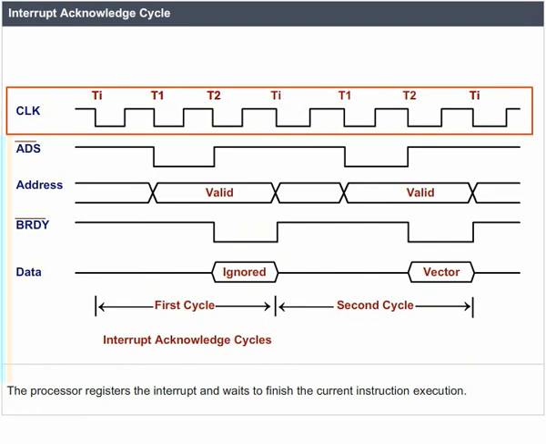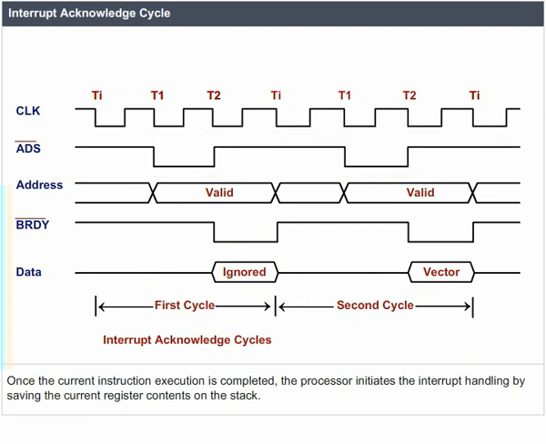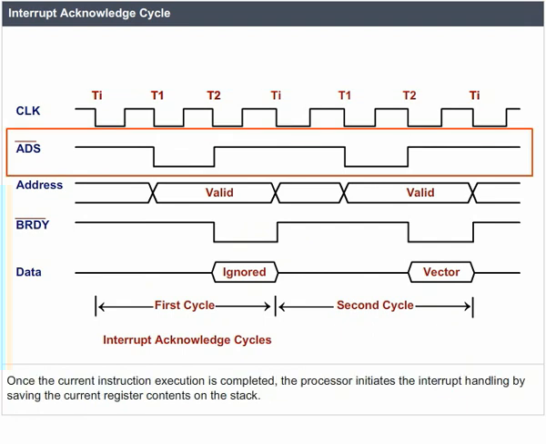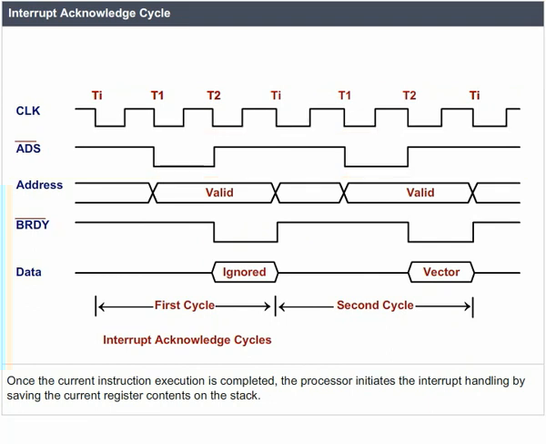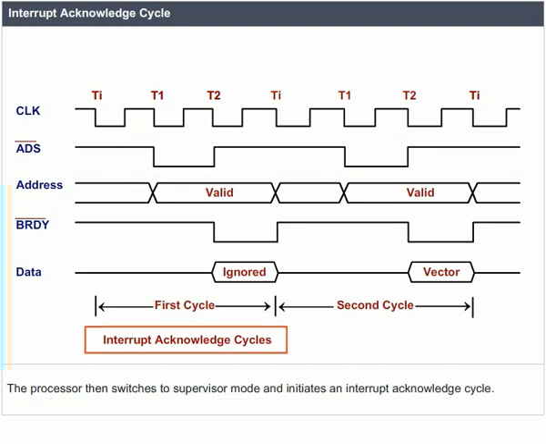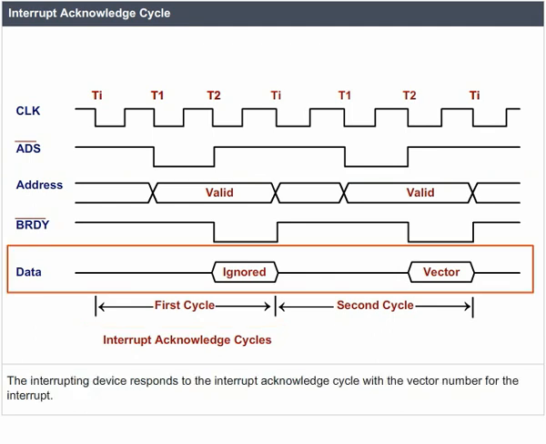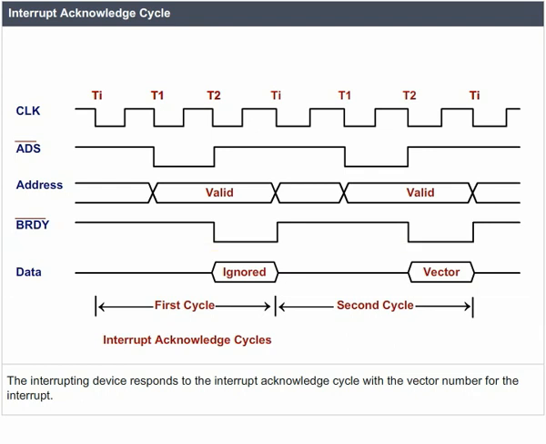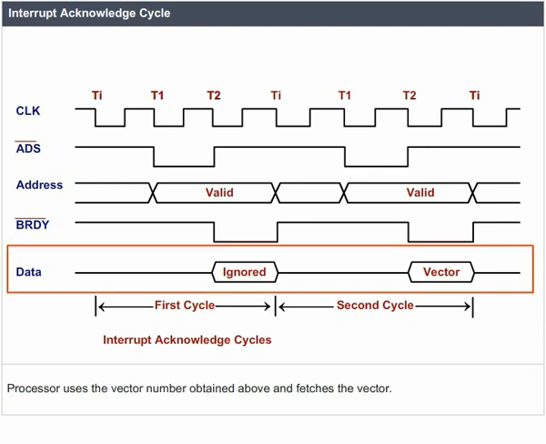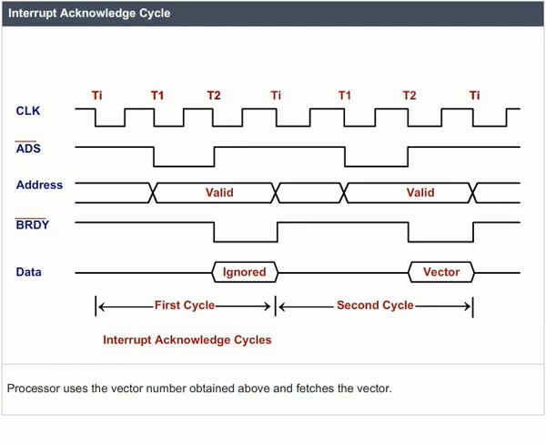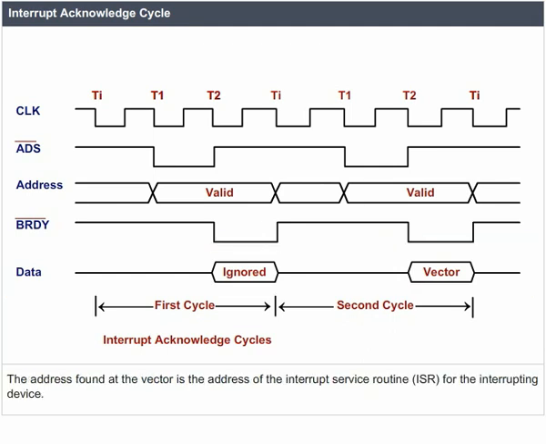Once the current instruction execution is completed, the processor initiates the interrupt handling by saving the current register contents on the stack. The processor then switches to supervisor mode and initiates an interrupt acknowledge cycle. The interrupting device responds to the interrupt acknowledge cycle with the vector number for the interrupt. The processor uses the vector number obtained above and fetches the vector. The address found at the vector is the address of the interrupt service routine, ISR, for the interrupting device.